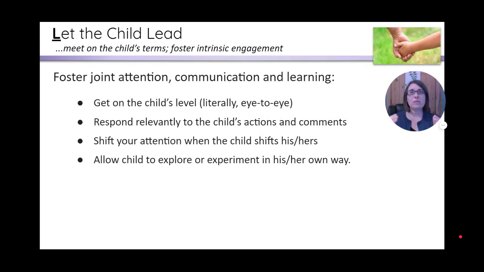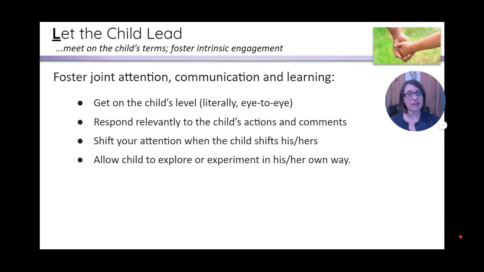So this module explores a variety of strategies that allow us to recognize when a child is at different stages of learning and how to get them to a place of joint attention, so that we can then dovetail into supporting their communication. Just a snapshot of what this looks like: getting on the child's level, not low, but actually on their level, literally eye to eye, can play a big part in making them feel safe and not intimidated in an interaction. And responding relevantly to what they're doing.